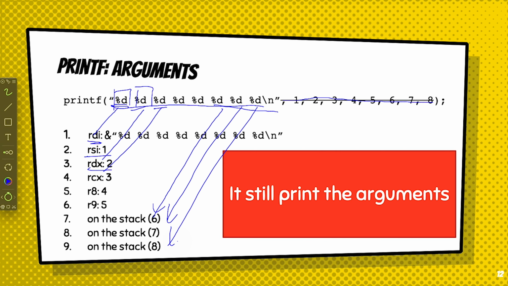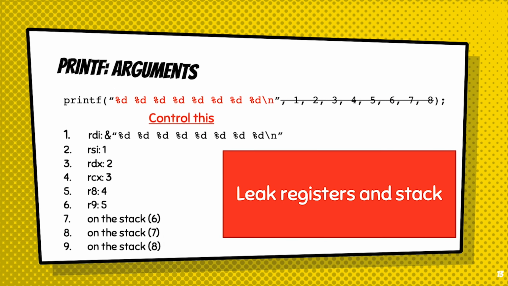And this is very interesting. This means that if we can control the format string, we can actually get the values of registers and the stack at the time that we call printf. So in this case, we will be able to leak the values from registers and the stack.